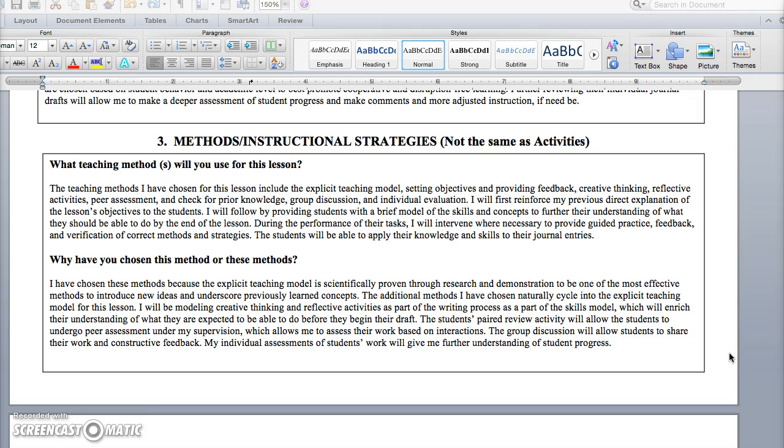I will be modeling creative thinking and reflective activities as part of the writing process, as part of the skills model, which will enrich their understanding of what they are expected to be able to do before they begin their draft. The students' paired peer review activity will allow the students to undergo peer assessment under my supervision, which allows me to assess their work based on the interactions. The group discussion will allow students to share their work and constructive feedback. My individual assessments of students' work will give me further understanding of student progress.